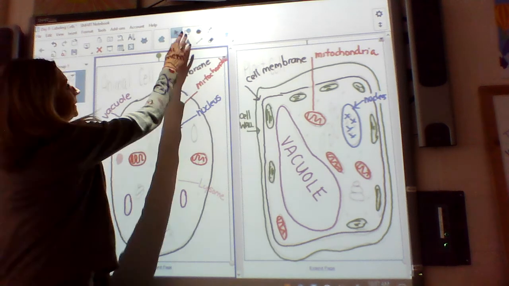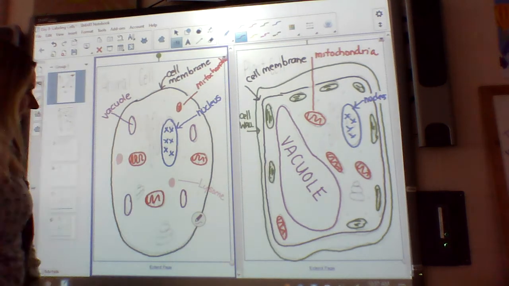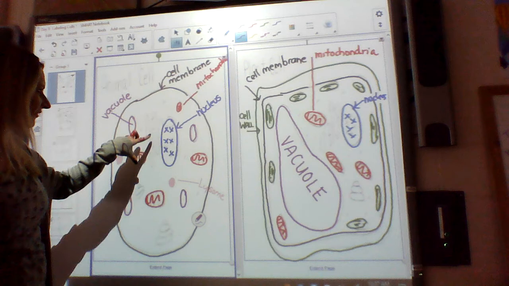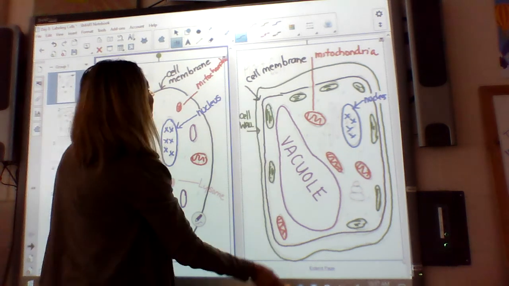If I want to get the purple back, we could do that. Okay, good to go. All right, what is this superhighway over here, like a belt? That is called the ER.